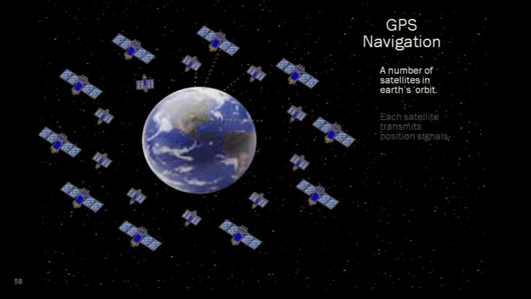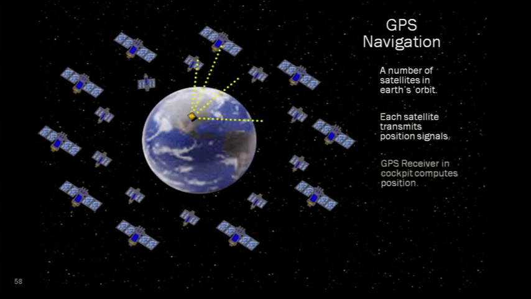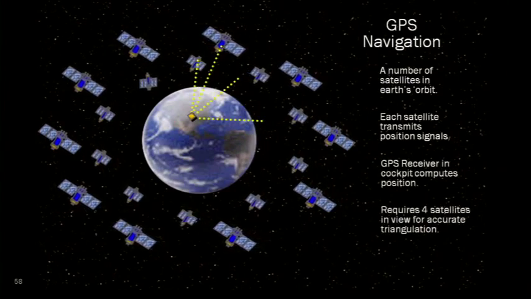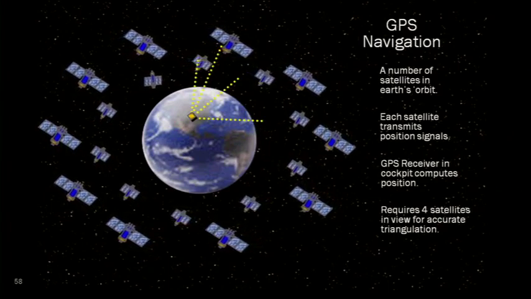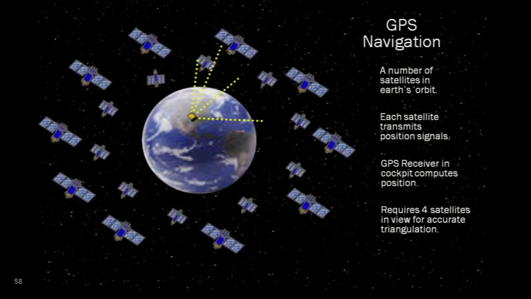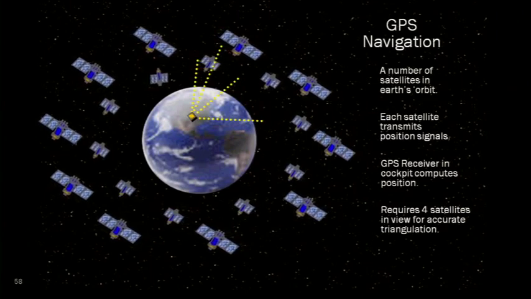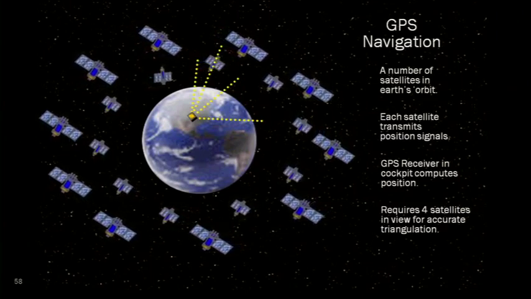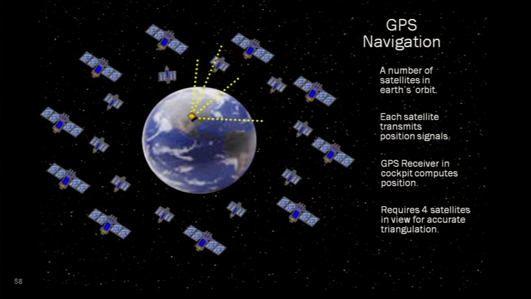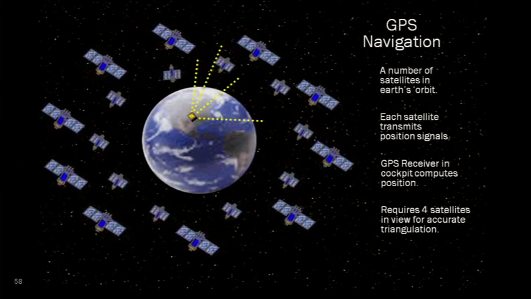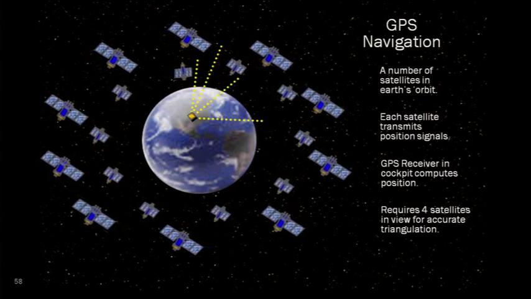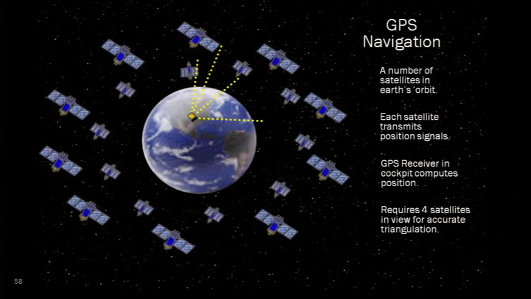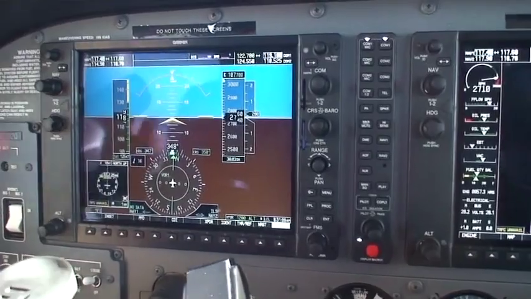When a GPS receiver is able to receive the signal from at least 3 satellites, it is able to accurately calculate its position based on the principle of triangulation. The GPS receiver uses data from a minimum of 4 satellites to yield a 3-dimensional position, latitude, longitude, and altitude, and a time solution. GPS systems are now installed in almost all new aircraft. These installations are called glass panel installations.